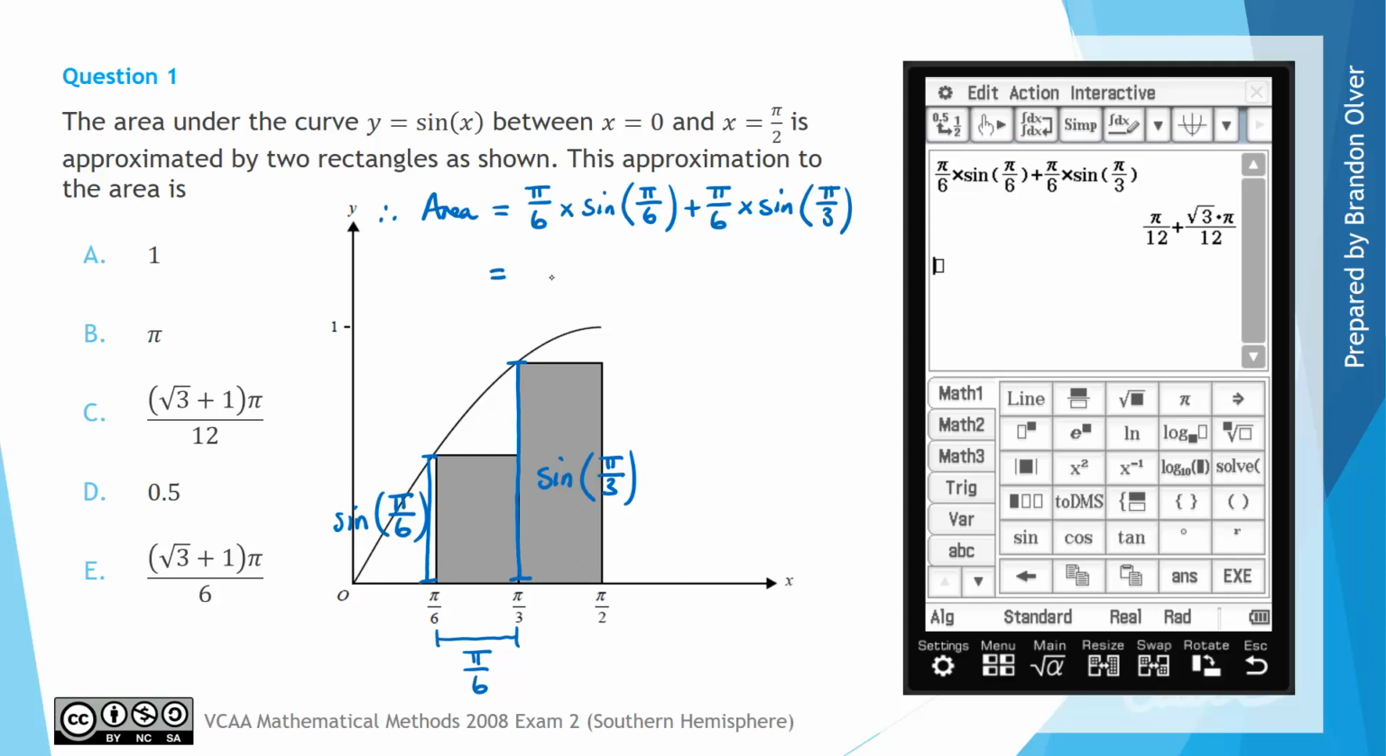From the CAS calculator we can see that this is equal to pi over 12 plus root 3 pi over 12. Doing a little bit of factorising, we can see that pi on 12 is a common factor to both of those terms, leaving behind 1 plus the square root of 3. Now having a look at the options over here, we can see that C is the correct answer for this question.